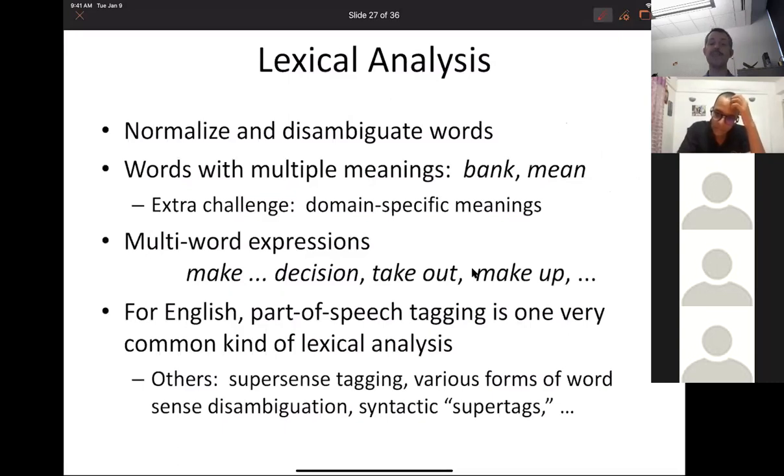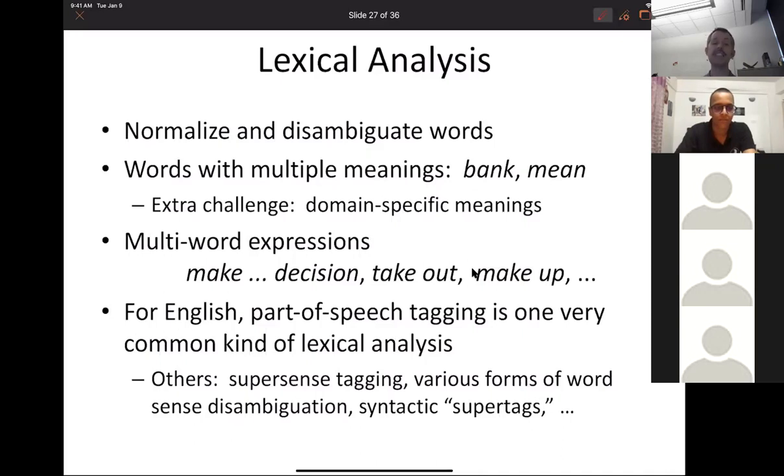You have words that have multiple meanings, like bank or mean. And you also have words with a lot of domain-specific meanings, which you'll note anytime you study a new discipline or work in a new field. There are words that mean different things in that field than they would outside it. You also have multi-word expressions. There are things you would separate with white space that you have to treat as multiple words that have a single lexical entry.